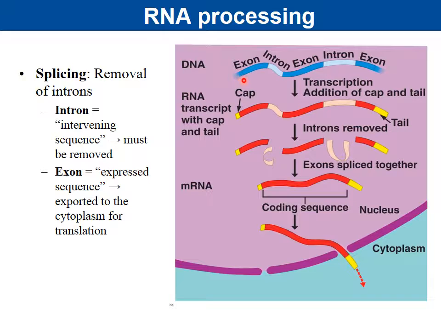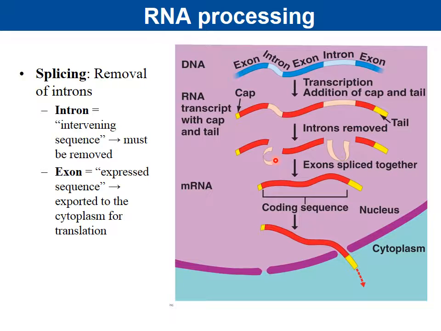During transcription, RNA polymerase is going to read the entire DNA. It's going to transcribe both the exons and the introns. And so it's going to make this primary transcript. And again, the primary transcript is going to have both the exons and the introns. But the RNA needs to be processed. And so it does something called splicing. And splicing is going to remove the introns.